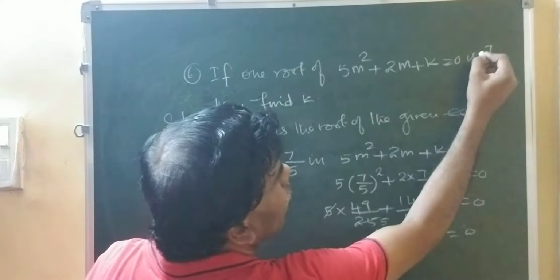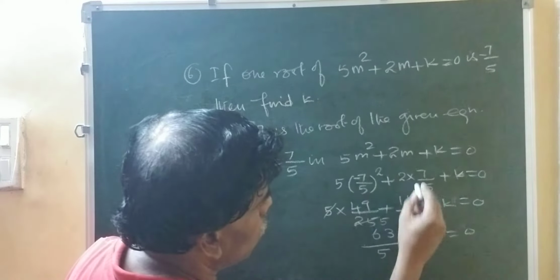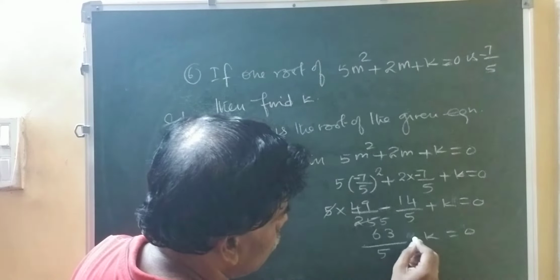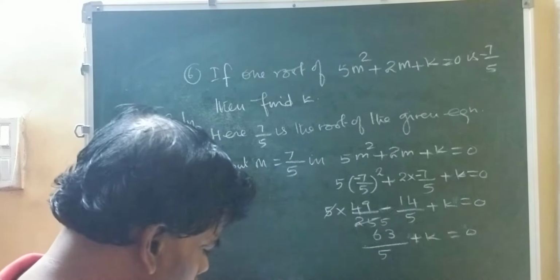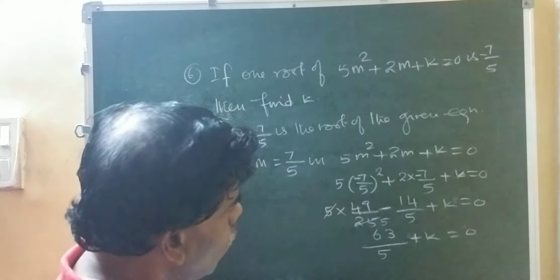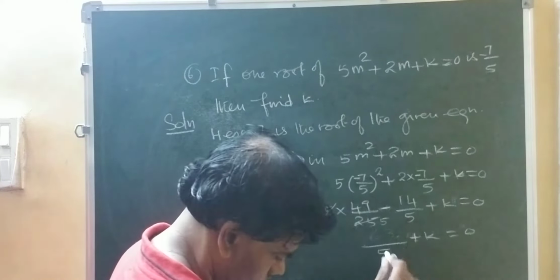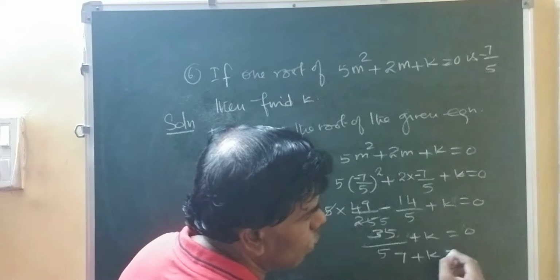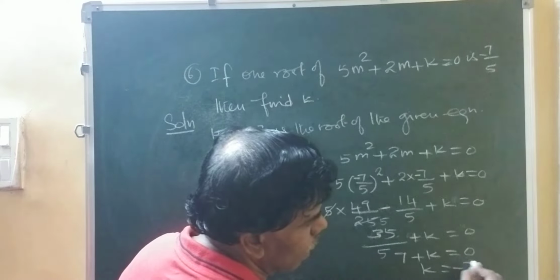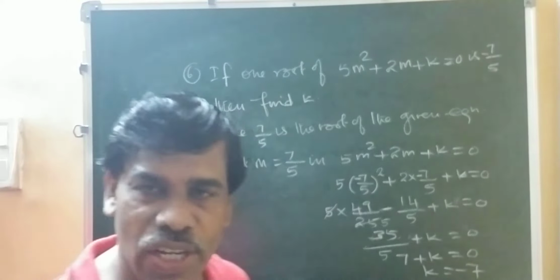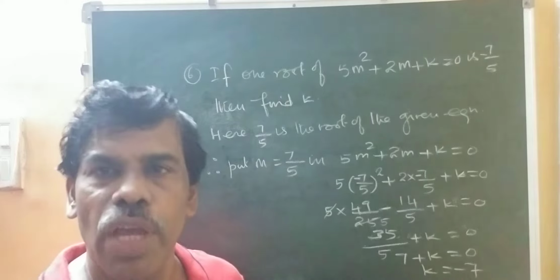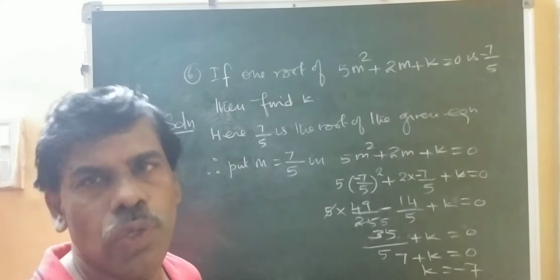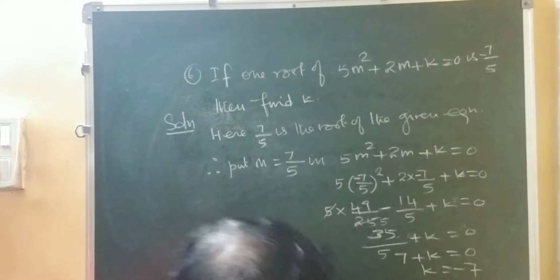Sorry, here it is minus 2 into 7 upon 5, so it is minus. So, 49 minus 14, what will come? 35. So 7 plus k equal to 0. So k equal to minus 7. Is it interesting or not? It is really interesting. When you are given one root, then you can find the unknown value in the quadratic equation.